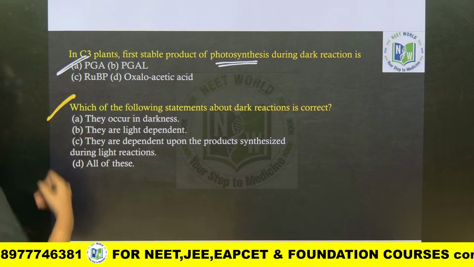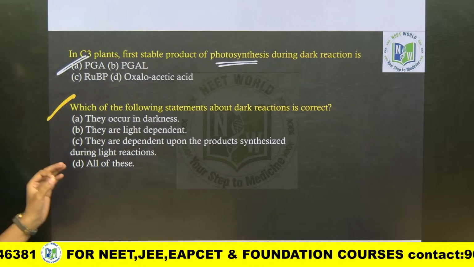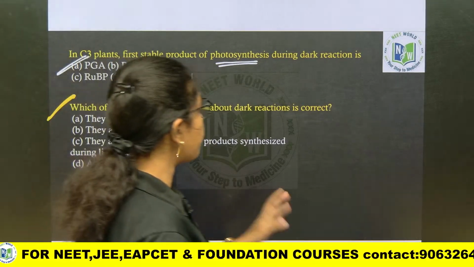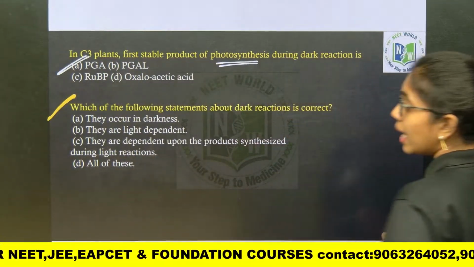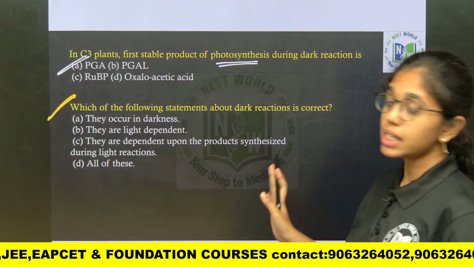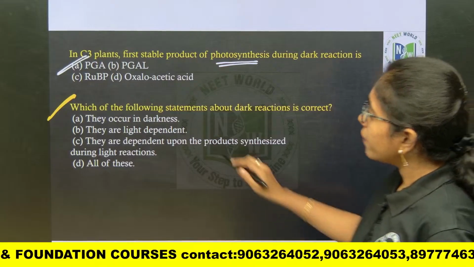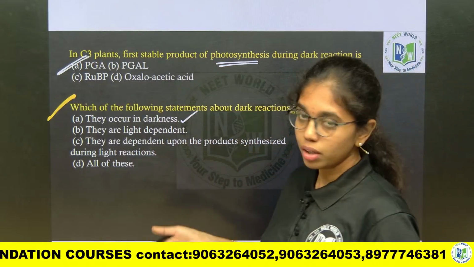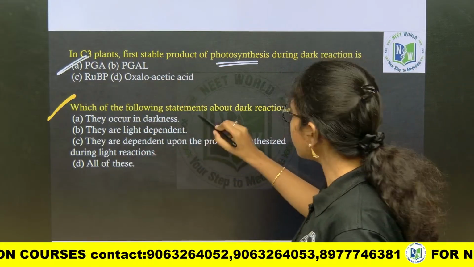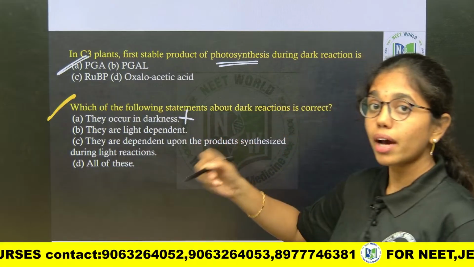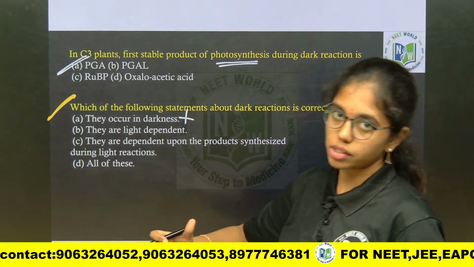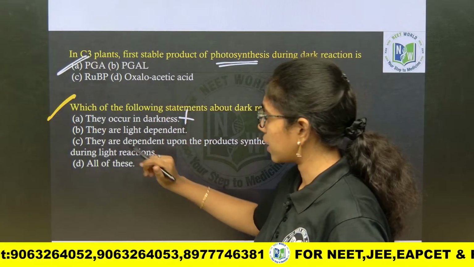So, here you look into the next question. Which of the following statements about dark reaction is correct? So, the statement is asked about what? Dark reaction. Look into the statements properly. They occur in darkness? No, they don't occur in darkness. So, this will be wrong. They occur in light and during darkness. Okay, they don't just occur in darkness.